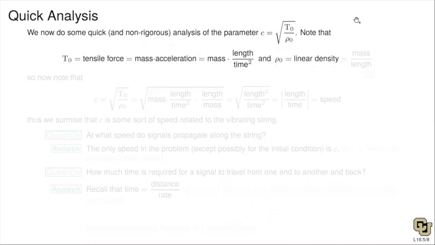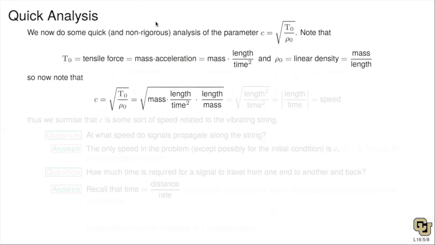Rho naught is our linear density. What do I mean by linear density? That's mass per length. Now let's plug in these units and see what the units of C are. Remember, C squared is equal to T naught over rho naught. T naught over rho naught is positive, so I take a square root, and I'm keeping only the positive root here.